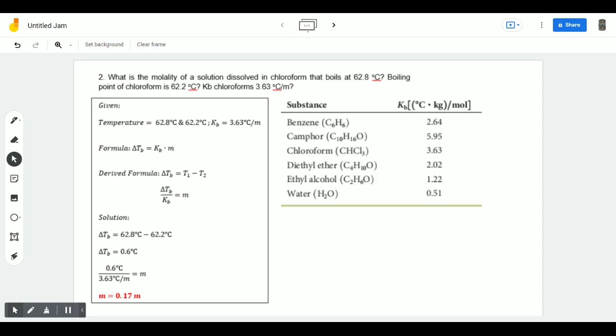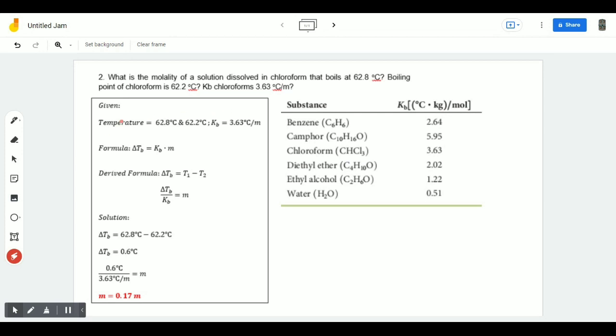So for the second question, what is the molality of a solution dissolved in chloroform that boils at 62.8 degrees Celsius? Boiling point of chloroform is 62.2 degrees Celsius, and Kb of chloroform is 3.63 degrees Celsius over m. So, nakuha si Kb dito sa table na to, which is, titingnan natin yung molar boiling point elevation constant. So, ayun yung Kb. And, tingnan natin si chloroform. Ito. And 3.63 degrees Celsius over m or mole.